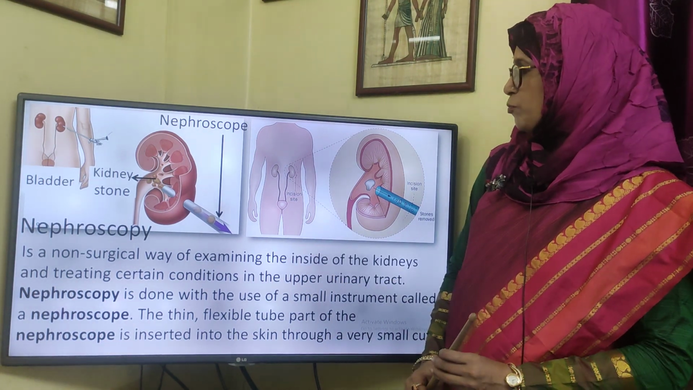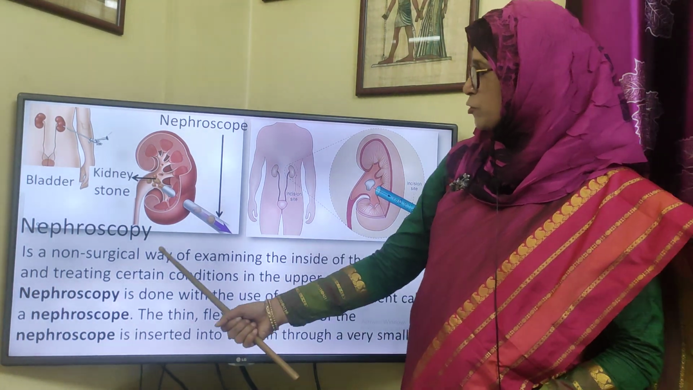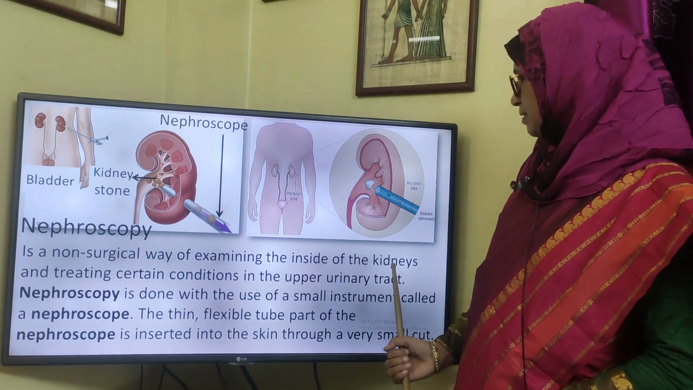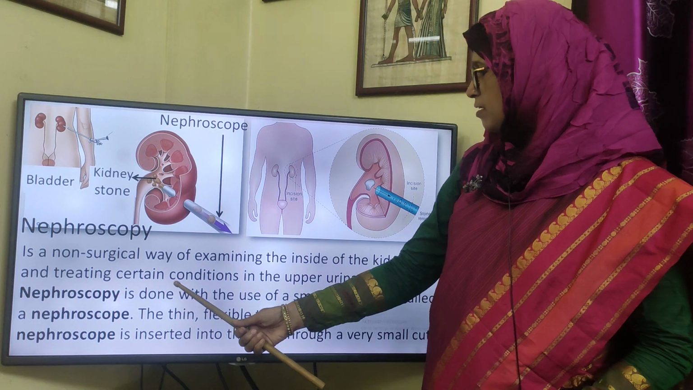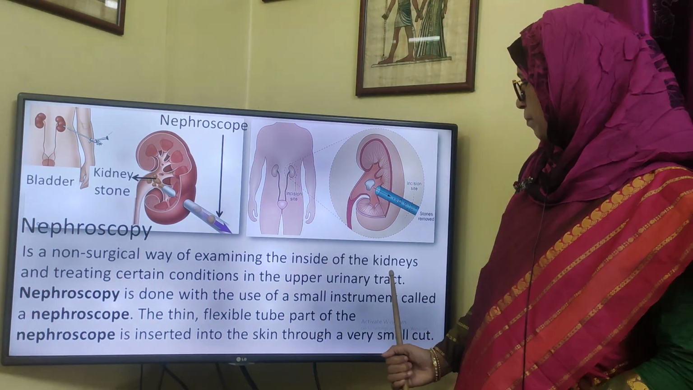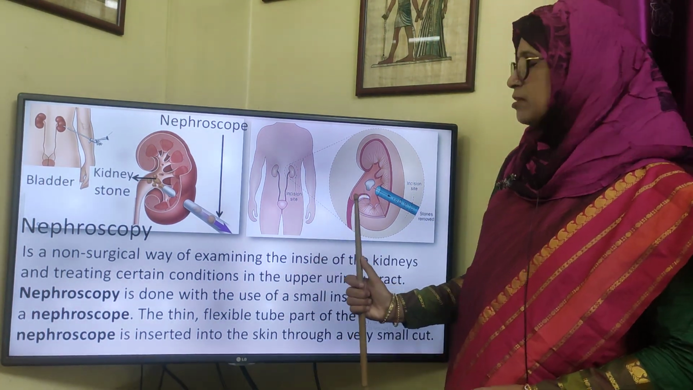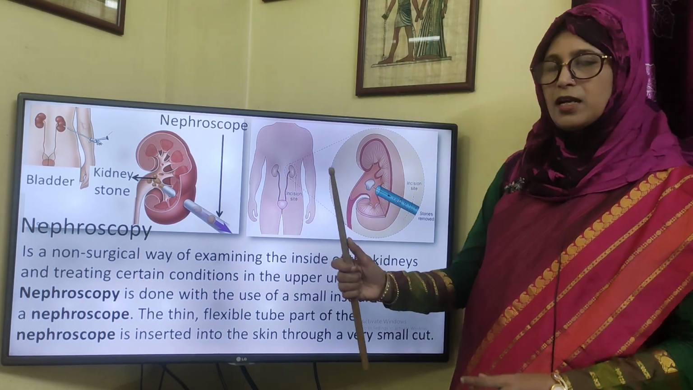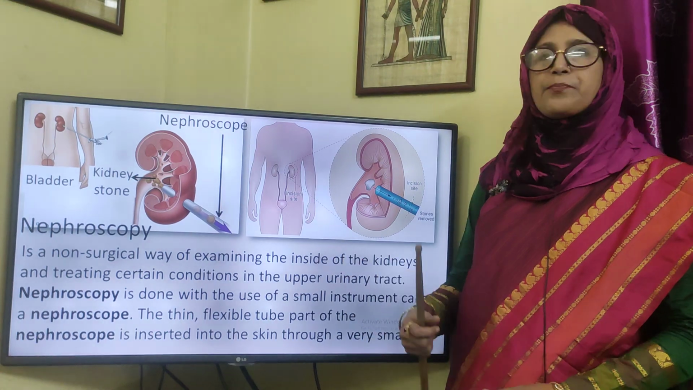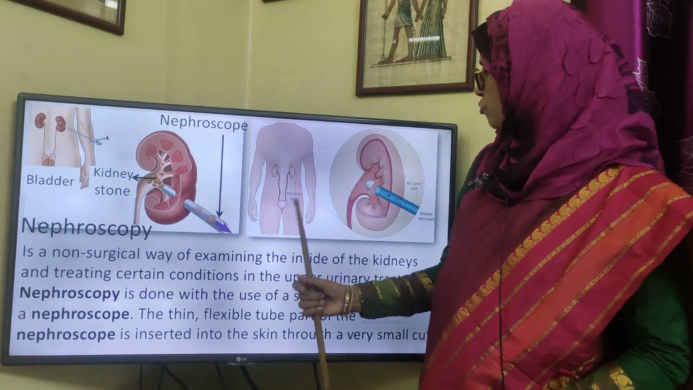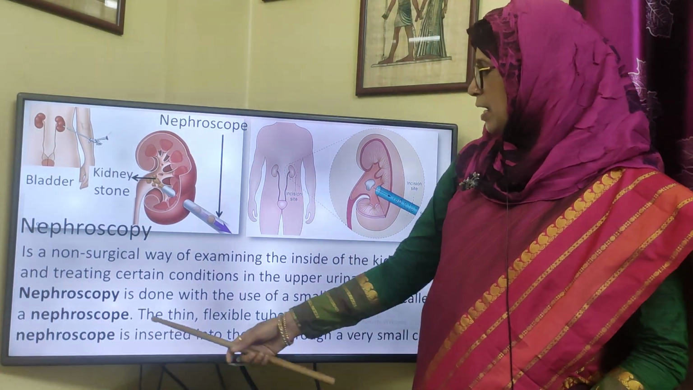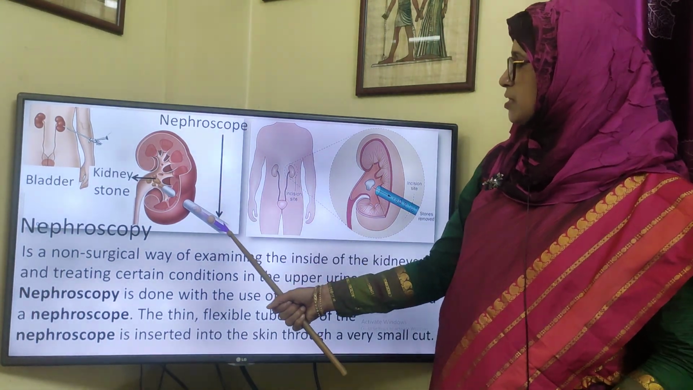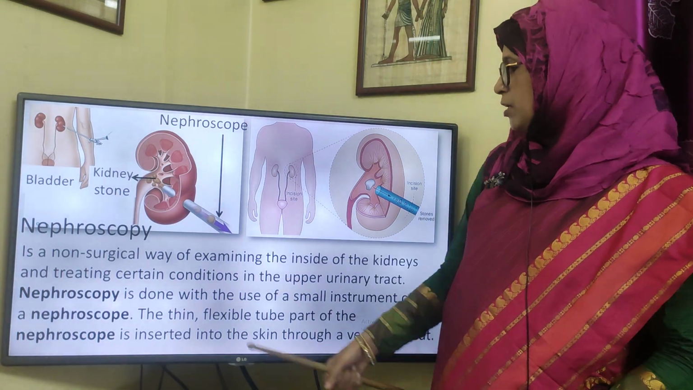Then nephroscopy. This is a non-surgical way of examining the inside of the kidneys and treating certain conditions in the upper urinary tract. See here, this is non-surgical, a needle-like structure, an incision inside the kidney, and then the stones try to come out through these instruments. This needle-like instrument is known as the nephroscope.